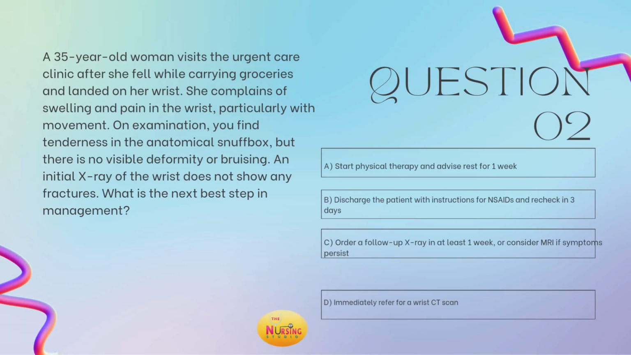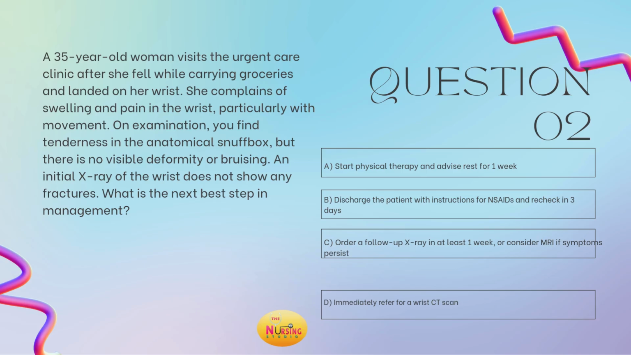All right, question number two. A 35-year-old woman visits the urgent care clinic after she fell while carrying groceries and landed on her wrist. She complains of swelling and pain in the wrist, particularly with movement. On exam, you find tenderness in the anatomical snuffbox, but there is no visible deformity or bruising. An initial X-ray of the wrist does not show any fractures. What is the next best step in management?